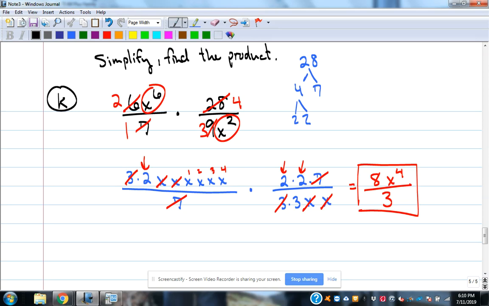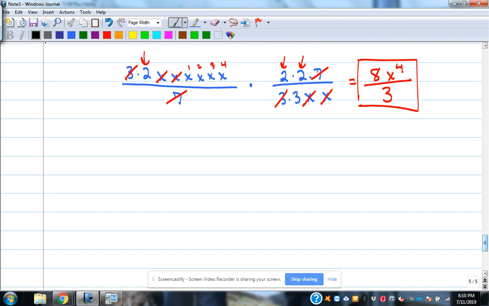Let's look at one that has polynomials involved, not just expressions with letters. It's got letters, but it's a polynomial.